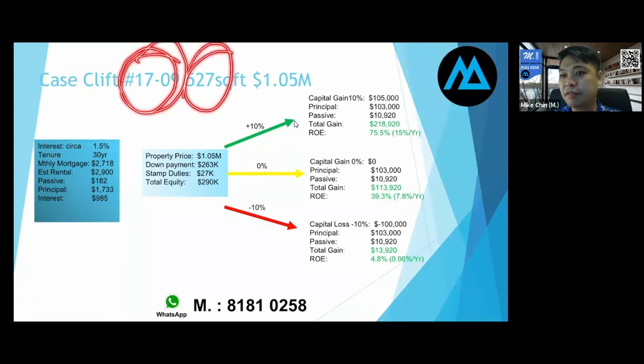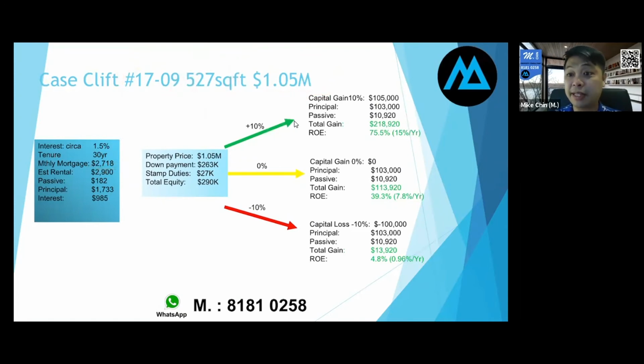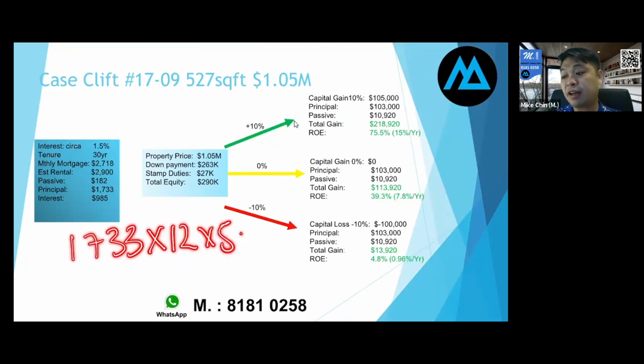1709 275 at 1.05 million. Okay, 1.5%, 30 years. Your mortgage about 2.7k. Rental 2.9k. Where to get 2.9k? Passive income 182, principal 1733, and then we have 985 in terms of interest. So you break up these two, your P plus I, right? Your principal sum times 12 times 5 is 103 over here.